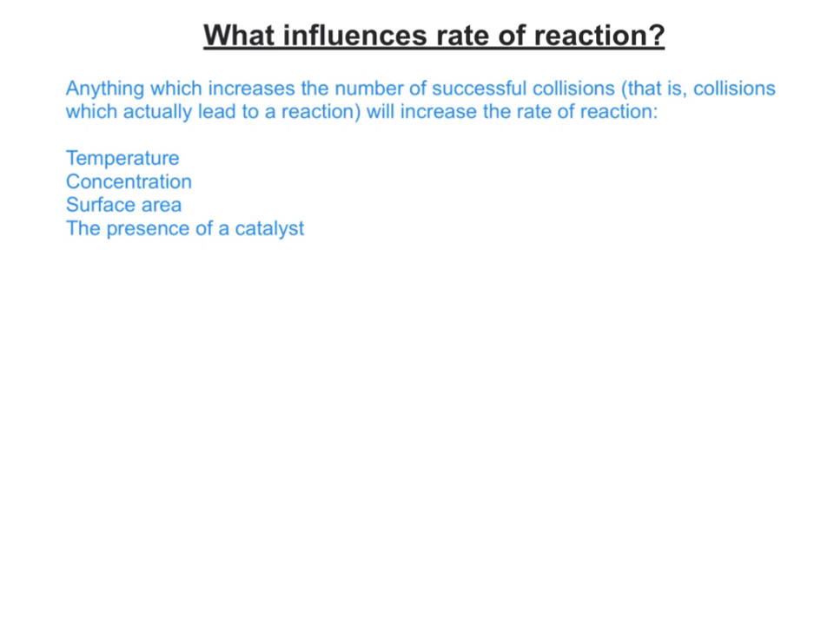So what we talk about at A-level is something called collision theory. This is generally covered quite well at GCSE, and you're probably familiar with the four categories of factors which actually increase the rate of reaction. So what we're looking for is a successful collision. There's a reason why each of these actually do what they do, and we're going to put those up in a second.